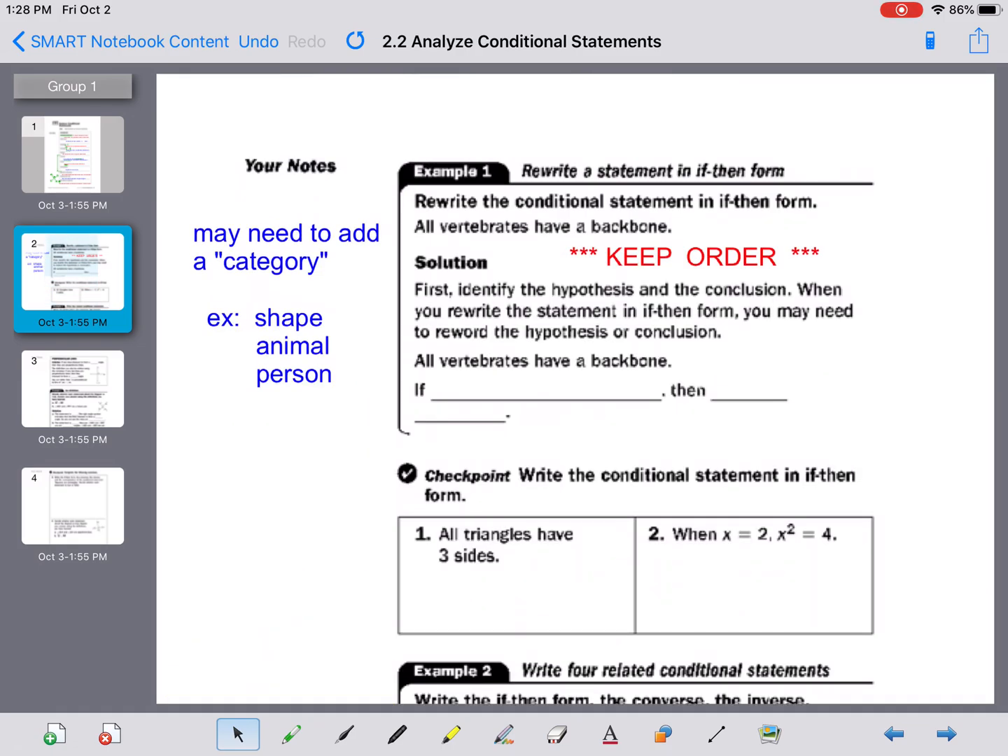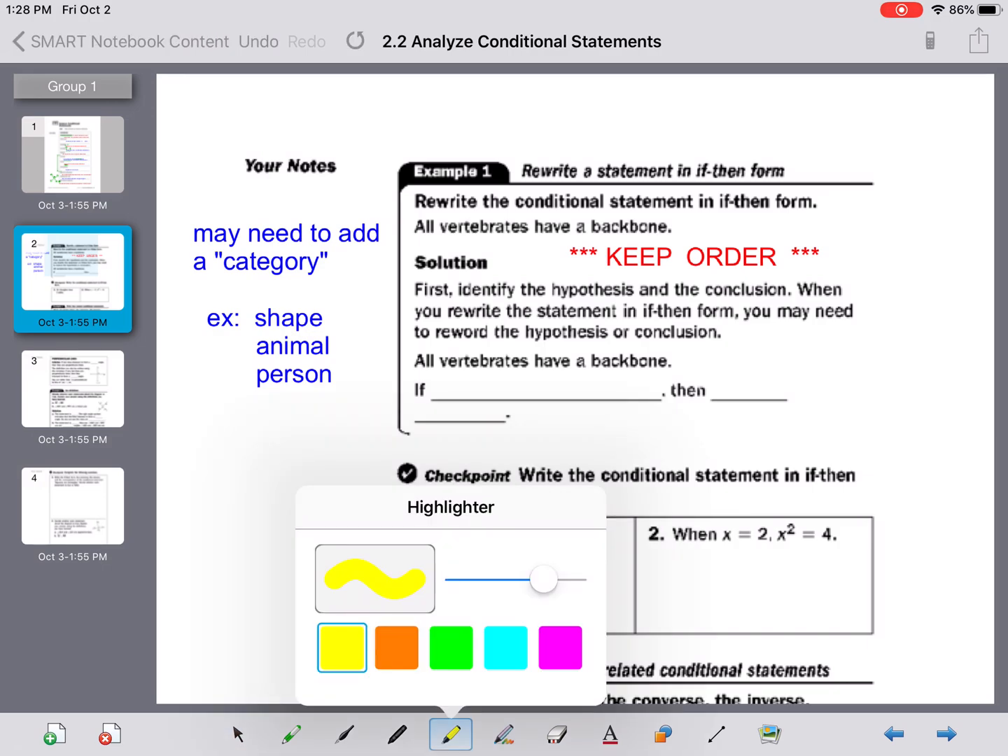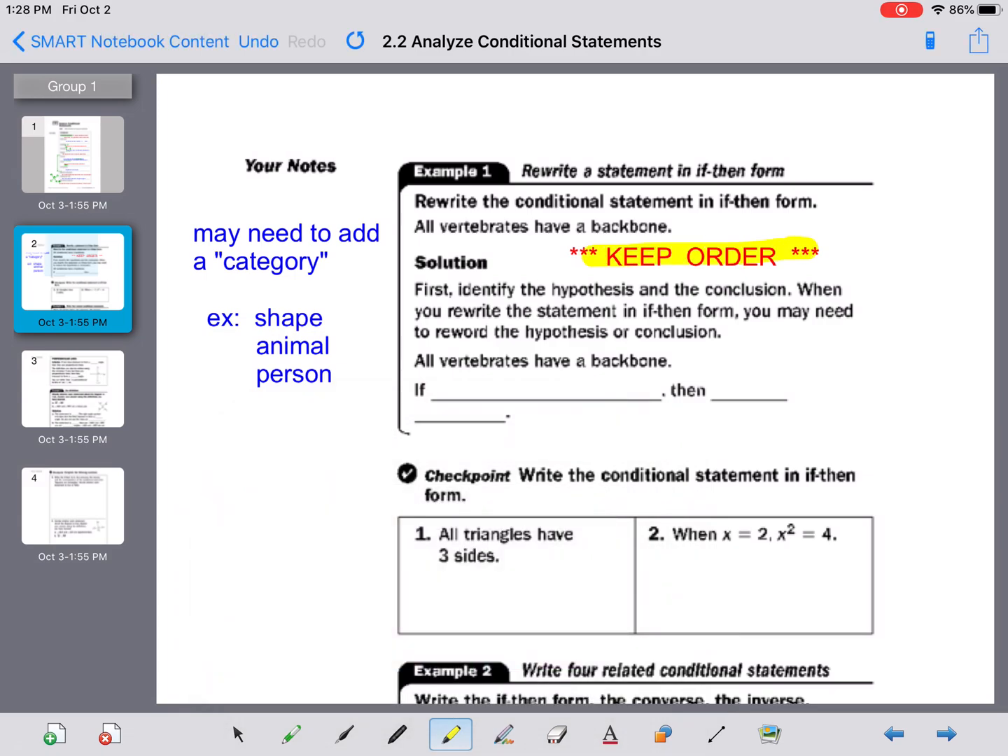Okay, writing just the conditional statement or the if-then form, okay? So some ideas that I want you to notice and I want you to be careful on. It is so important that to keep all of us on the same page, we keep the order of what we're trying to do. Okay, let me highlight. There we go. Keep the order of the information they give you. That way we all are doing the exact same thing.